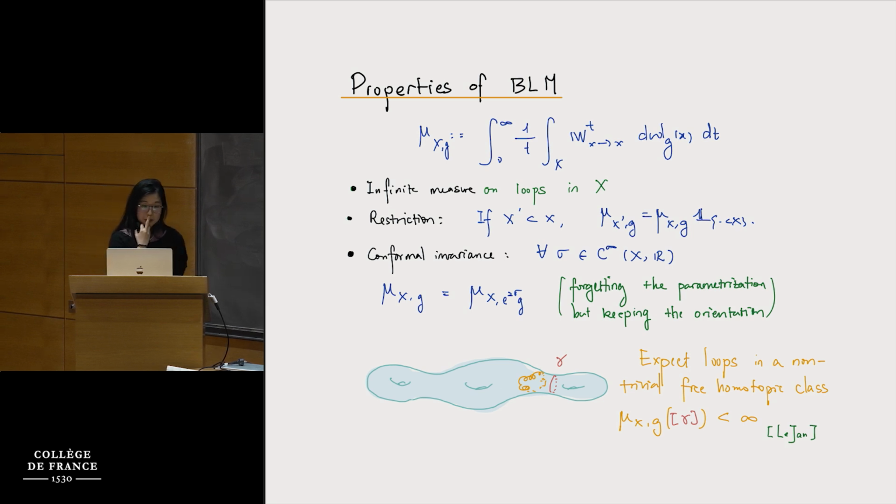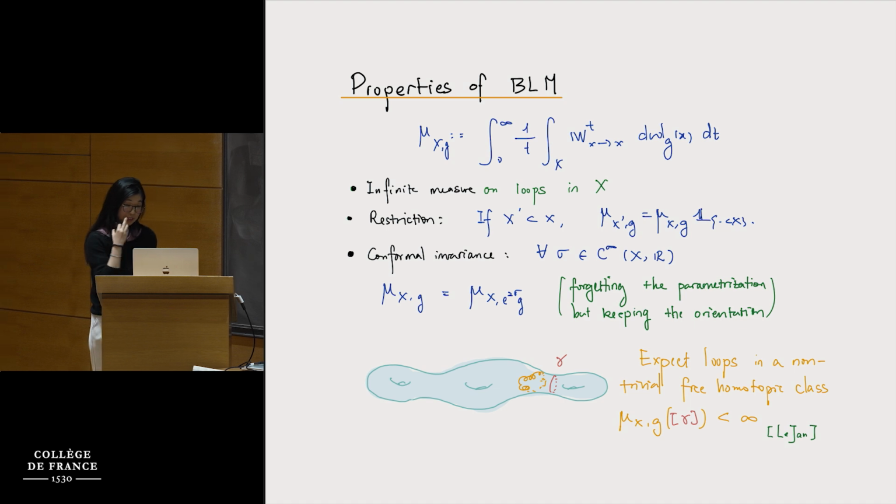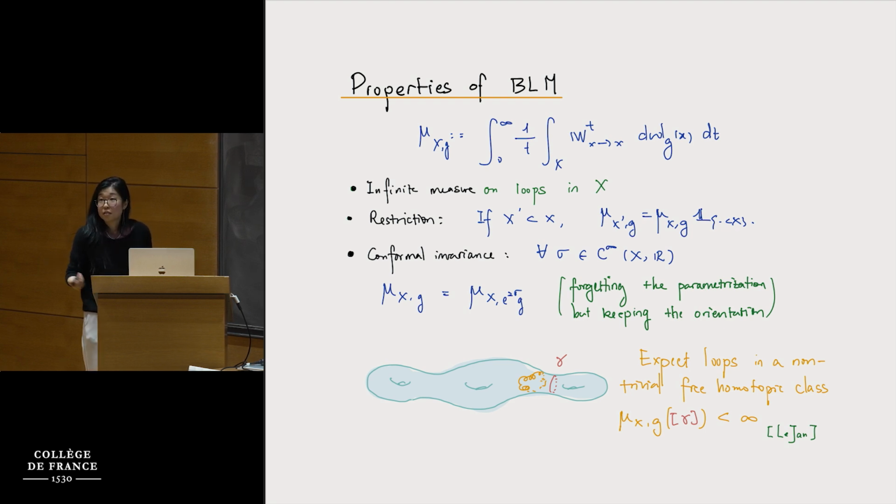Well, okay, let's try to explore this conformal invariance. I said everything that depends on time parameterization won't be conformally invariant, but things like which homotopy class a loop is in don't depend on the time parameterization. Everything topological will be conformally invariant. And also, we do expect the total mass of Brownian loops inside one homotopy class to be finite.